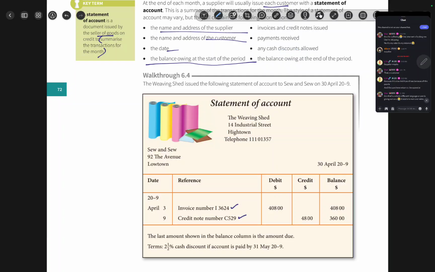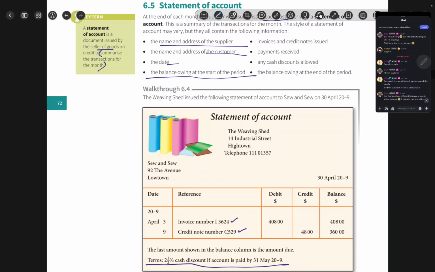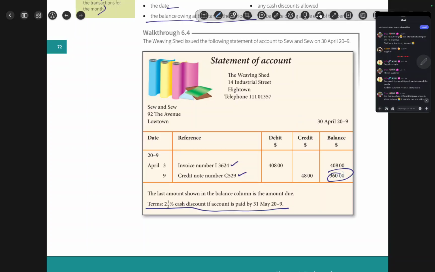And any cash discounts allowed? We allowed cash discounts. This was the term. We didn't give anything yet. We still mentioned the terms because like it hasn't been 30 days. 31st May. Okay, never mind. The discount is gone. These people missed it. I don't know why it's written, but yeah, payments received. No, you just record this. Record this. The balance owing at the end of the period. This is the balance owing at the end of the period.